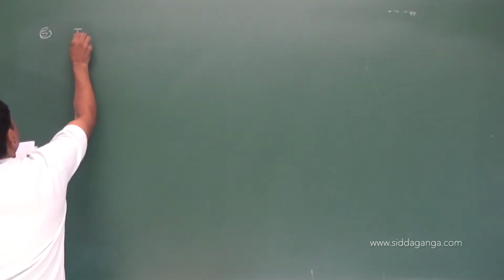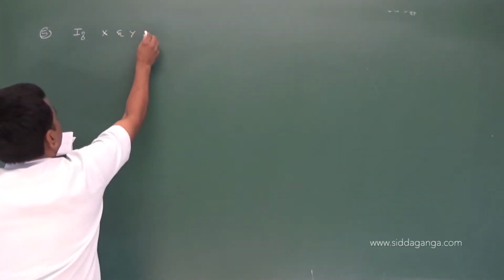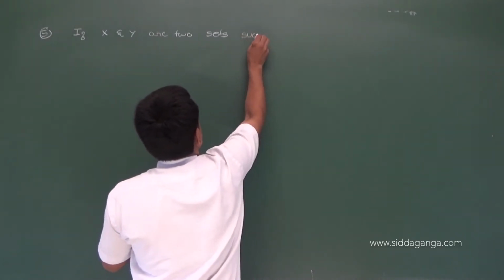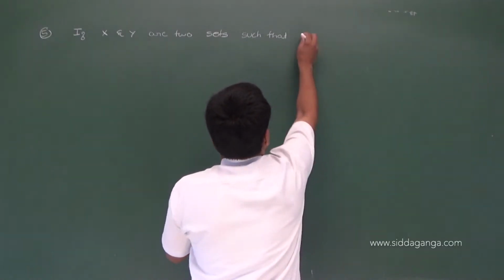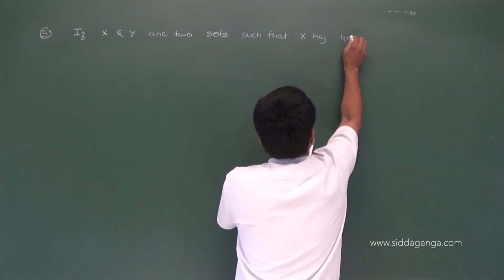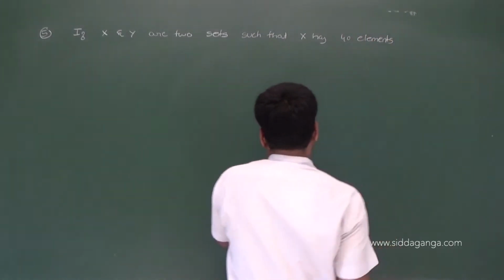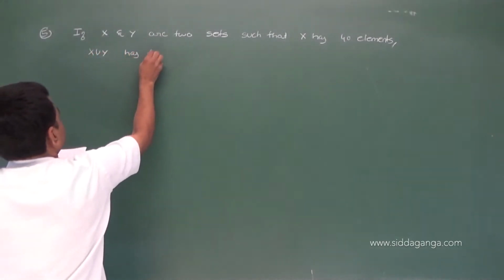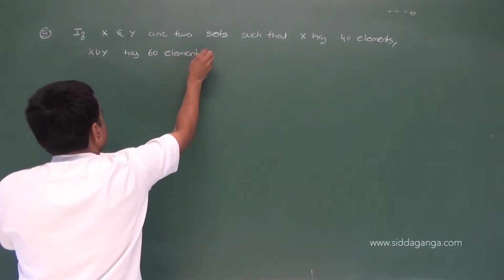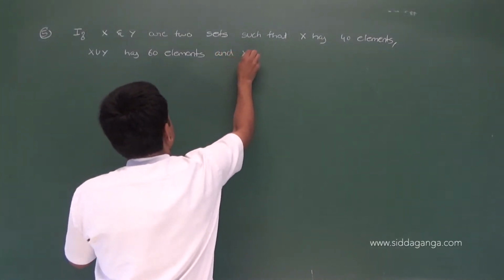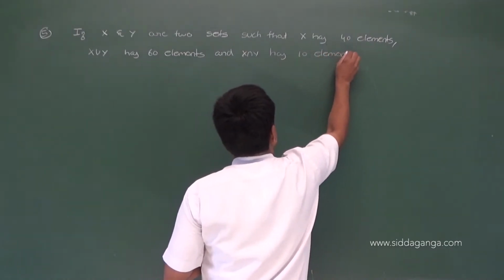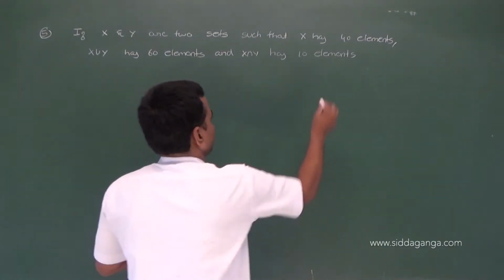Next, fifth problem. In exercise 1.6, if X and Y are two sets such that X has 40 elements, X union Y has 60 elements, and X intersection Y has 10 elements. Full stop. What is he asking?